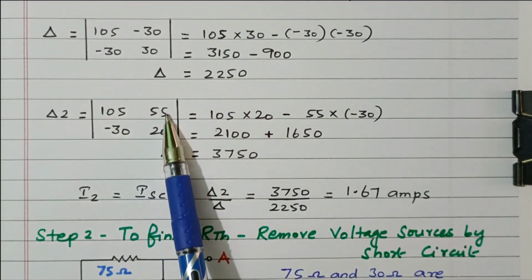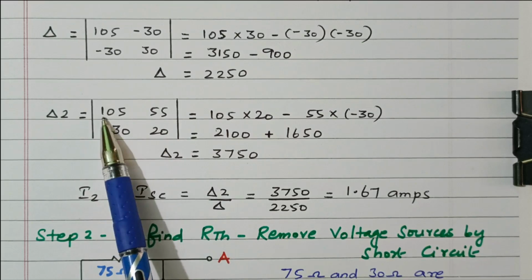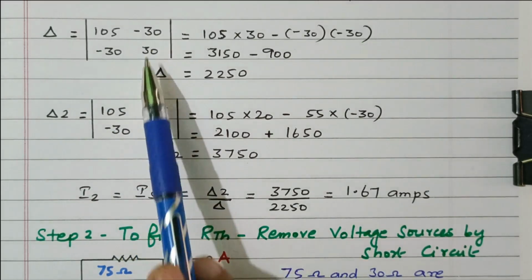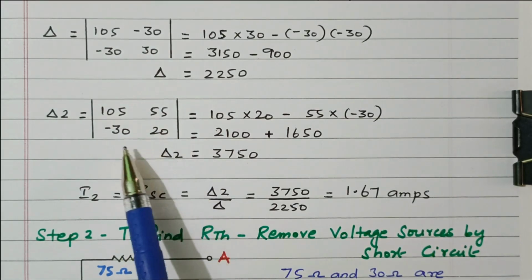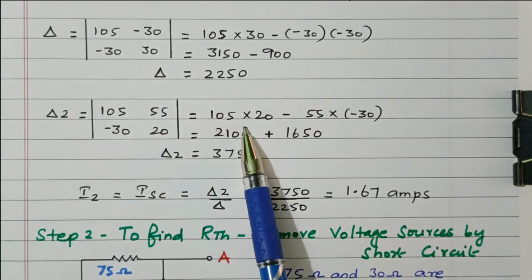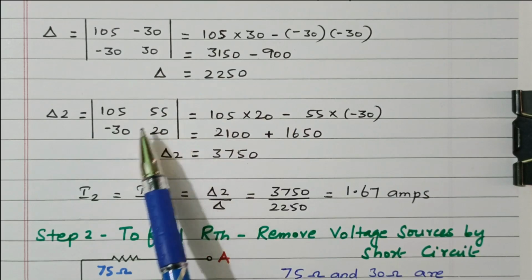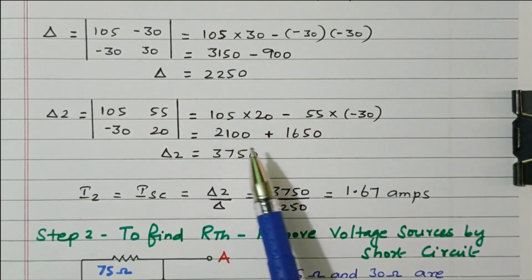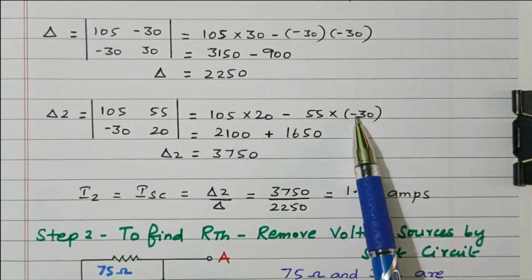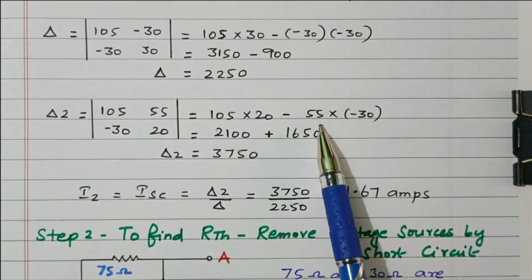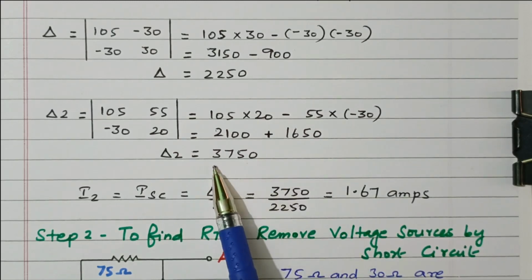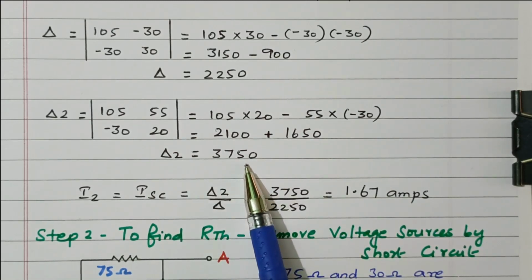So this is the first column, and the second column is replaced by the voltage matrix: 105, minus 30, 55, 20. So 105 into 20 minus 55 into minus 30. 105 into 20 is 2100. Here two negatives are available, so it becomes positive. 55 into 30 is 1650. By adding these we get 3750, which is delta 2.